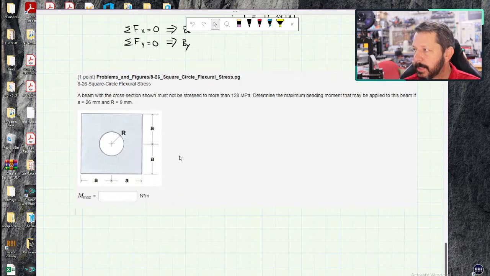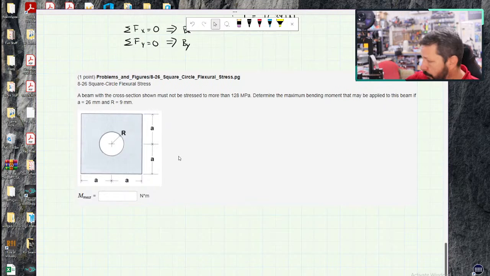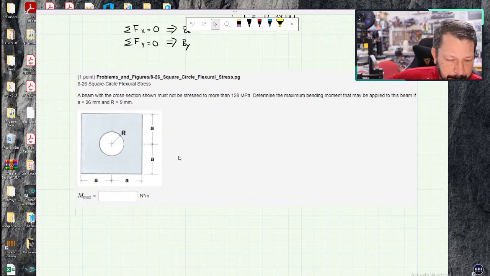All right, this one has a beam with a cross section shown like this. This is not too far from the truth. There can be aluminum extrusions that have cross sections that are not too far from this kind of shape, where they're some kind of extrusion with a hole through the middle of it. So this is kind of a realistic beam, very simplified though. But we have this beam. This is the cross section.